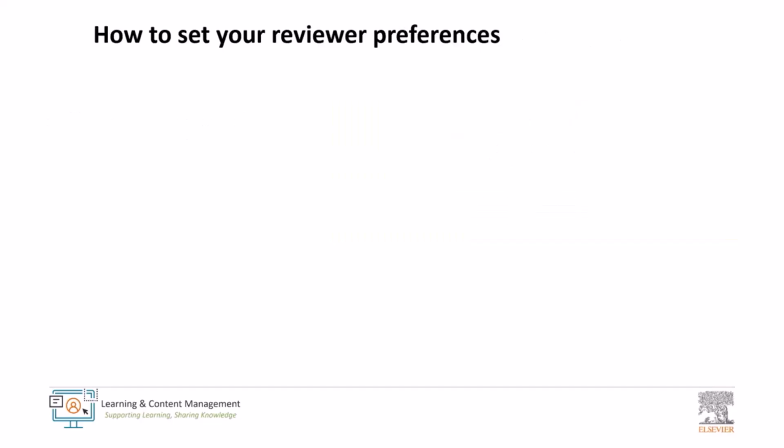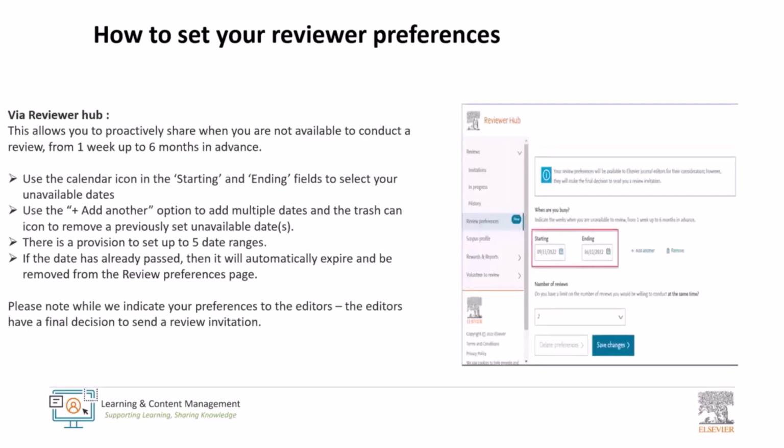So moving on to how to set your reviewer preferences. You can do so via the Reviewer Hub. This allows you to proactively share when you are not available to conduct a review from 1 week up to 6 months in advance. Here are the steps listed.